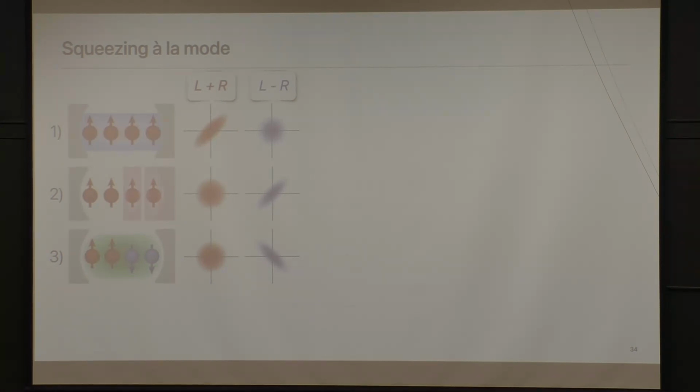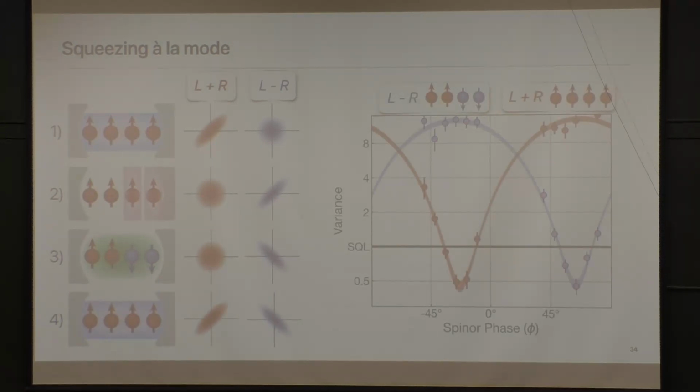But if you apply the squeezing again, it's not going to change the difference, which we established, but it is going to change the sum. So now you have squeezing in two orthogonal quadratures, in the sum and the difference. If we think about this entanglement criteria, it actually makes both this x left plus x right and the p left minus p right both smaller than 1. So in some sense, this is the maximally entangled state.